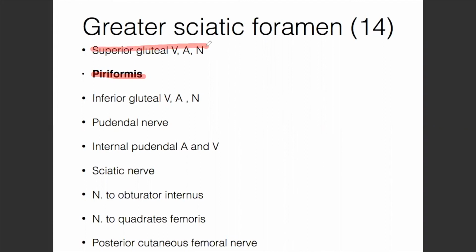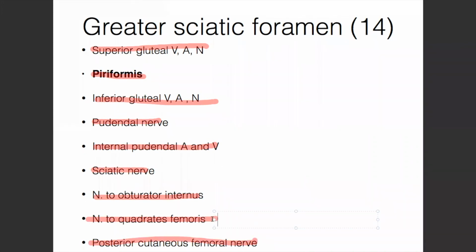So piriformis, above it is the superior gluteal vein, artery, nerve. Below it is the inferior gluteal vein, artery, nerve. Then the pudendal nerve, and with the pudendal nerve its artery and vein, which are called the internal pudendal artery and vein. Then the sciatic nerve, the nerve to obturator internus, the nerve to quadratus femoris. That's a typo, it's a U. And the posterior cutaneous femoral nerve. Let me fix that.